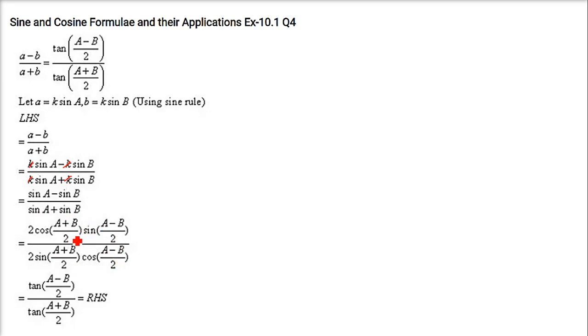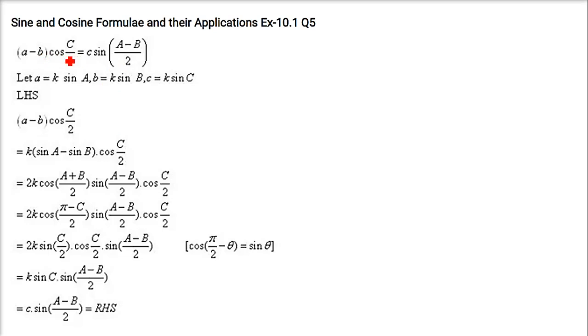So here if you see this, this sine A minus B by 2 and cos A minus B by 2 will be tan A minus B by 2. Now cancel this and take this cos in the denominator. It will be sine A plus B by 2 and cos A plus B by 2. That will be tan A plus B by 2.